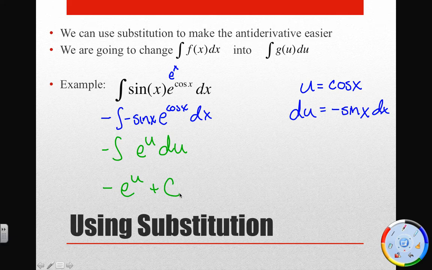plus c. Well, my answer cannot just remain e to the u. I need to use that u now. And u was cosine of x. So my actual answer is negative e to the cosine of x plus c. And guess what? That's it.